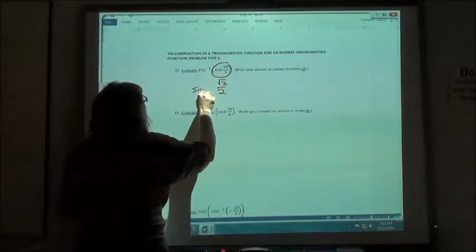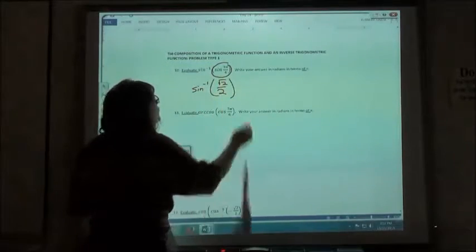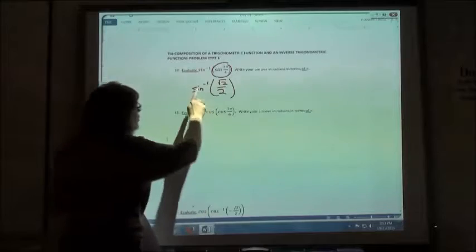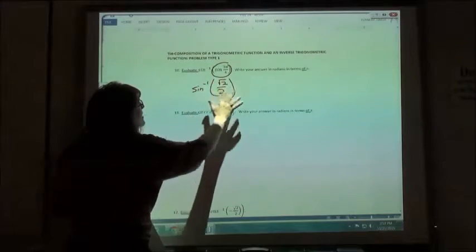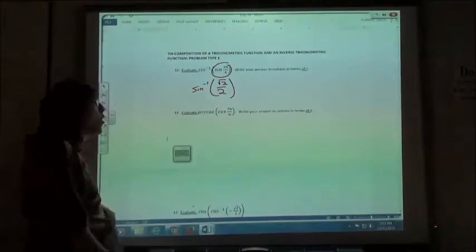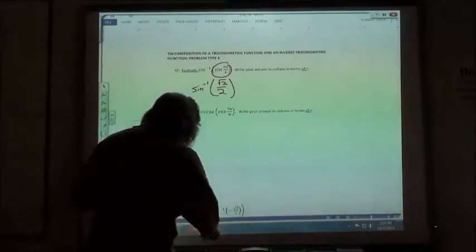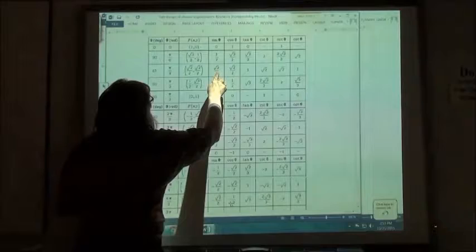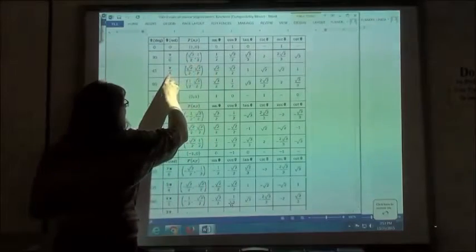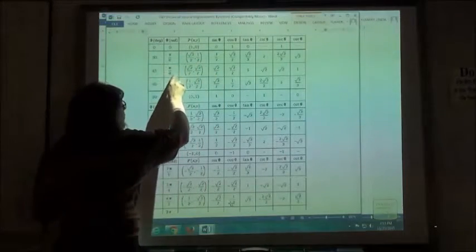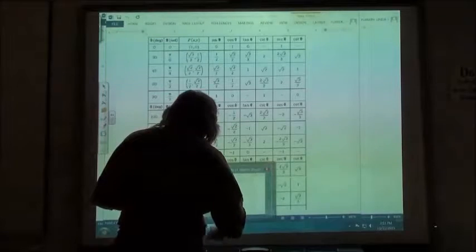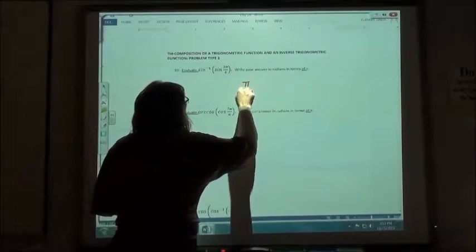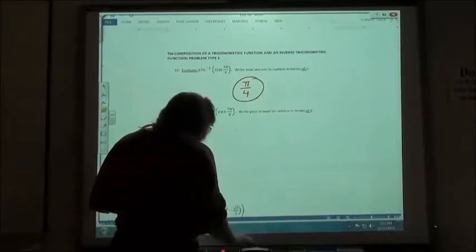I now want to do the inverse sine of square root of 2 over 2. So I want to keep in mind that when I do the inverse sine, since this is positive, I'm going to be in quadrant 1. And so I go over here and I'm looking for square root of 2 over 2. The inverse sine then is going to be pi over 4. So my answer here is just going to end up being pi over 4.